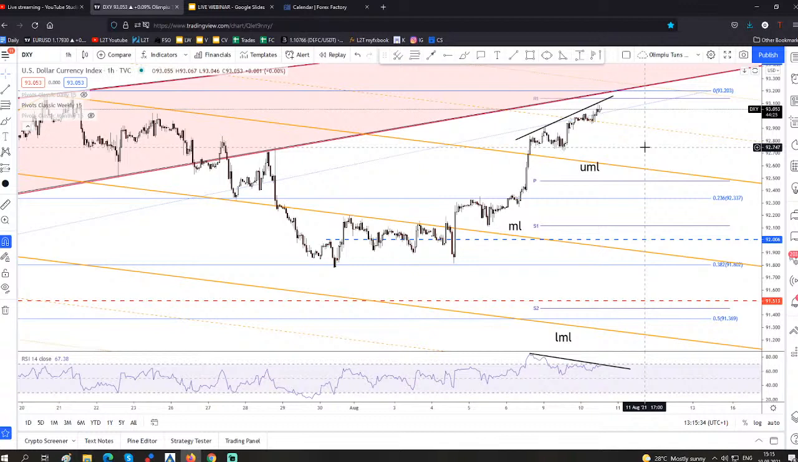Euro versus the US dollar, and I will take a look. Okay, so let's take a look at the 4-hour chart, euro versus the US dollar.